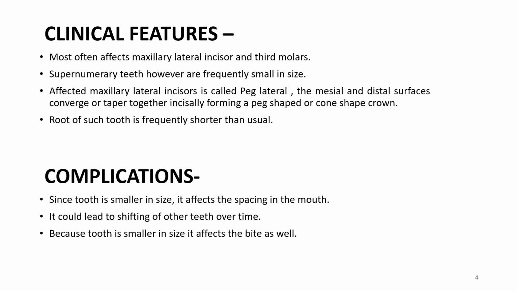What are the clinical features? Usually the maxillary lateral incisors and the third molars are involved. Supernumerary teeth are smaller in size. The root of such teeth is also smaller. We call maxillary lateral incisors that are microdont, also known as peg laterals.